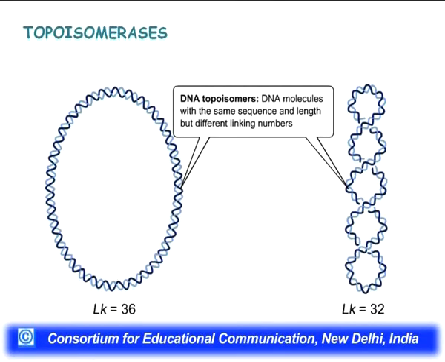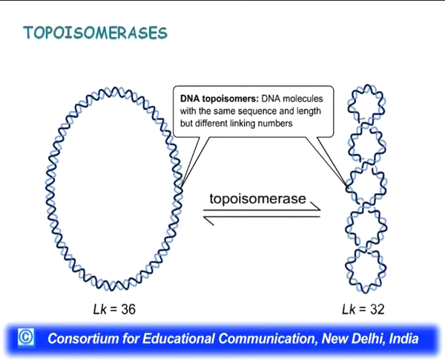One is a relaxed state and another is a supercoiled state. These two states are termed DNA topoisomers. They are the same DNA, but their topology is different. One is relaxed and one is supercoiled. So they are termed DNA topoisomers: DNA molecules with the same sequence and length, but different linking numbers, because as we just saw, the linking number for a relaxed DNA and the supercoiled DNA was different.